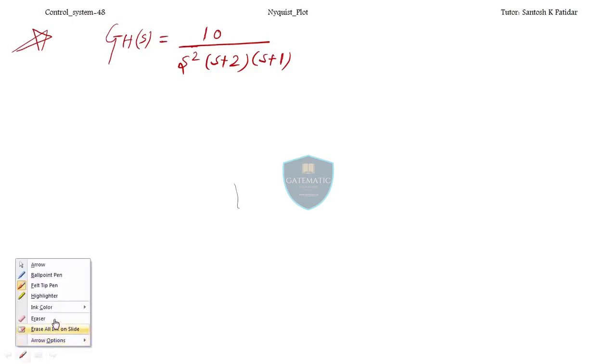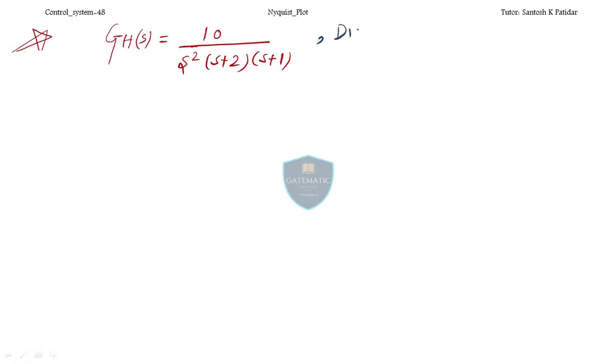Now let me take another one. So this is the question. Please listen to this carefully. Your doubts will be cleared. In this question, the real Nyquist plot is, the question is same. We have to draw the Nyquist plot and check the stability. I'll not go into the procedure, you know it very well. The procedure is you have to find out the polar plot only.